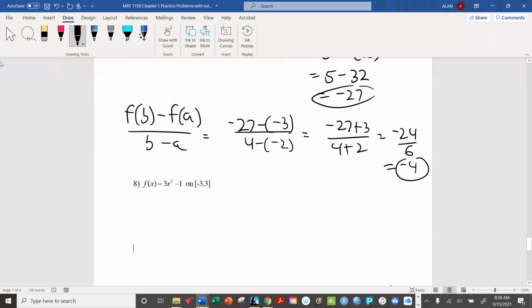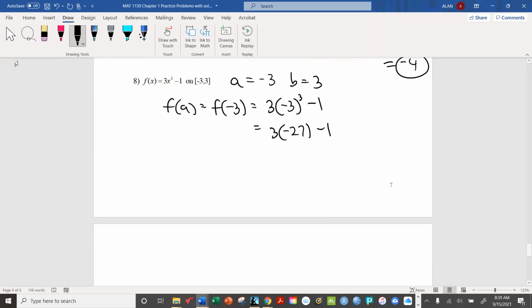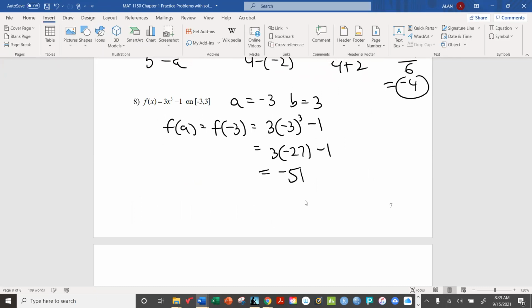Okay, so now here we have A is negative 3, B is 3, f of A is f of negative 3. 3 times negative 3 cubed minus 1. Okay, so negative 3 cubed is negative 27. So we'll have minus 51, minus 1 equals minus 52.